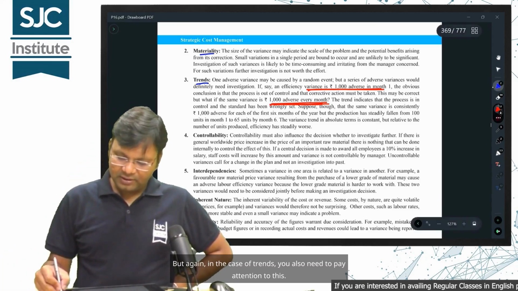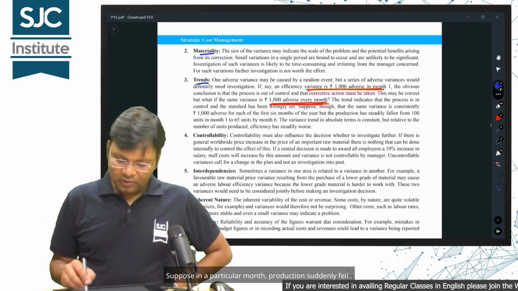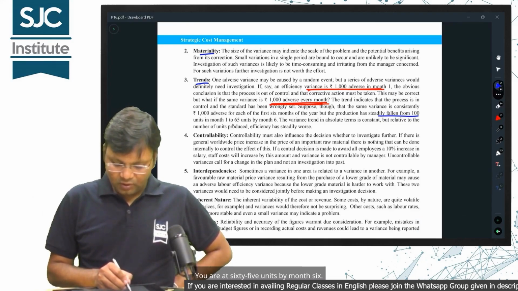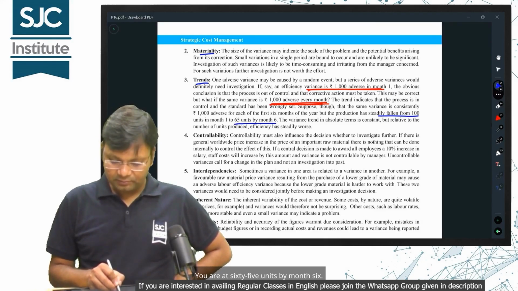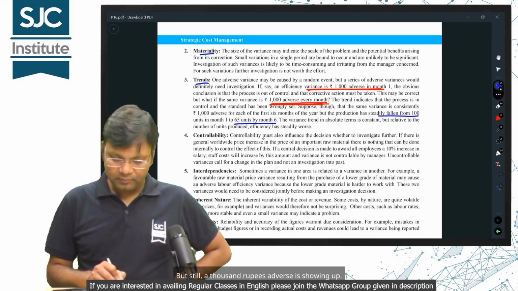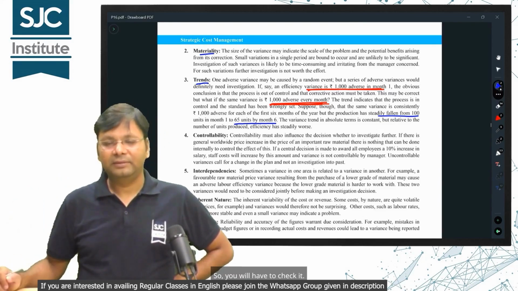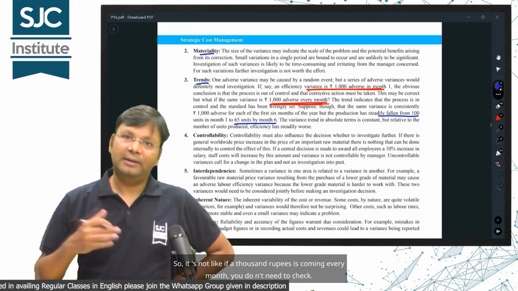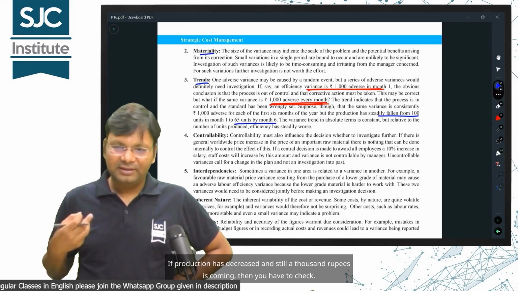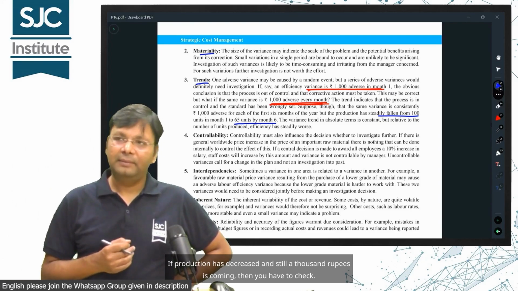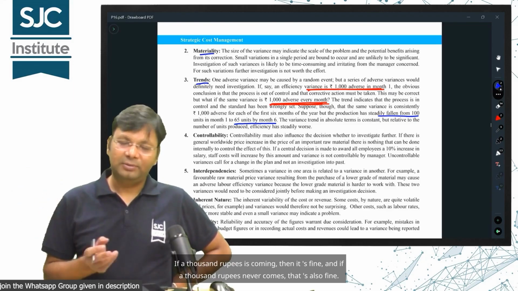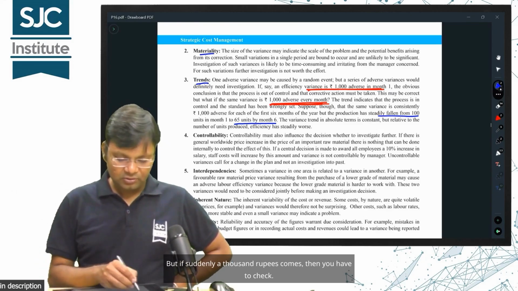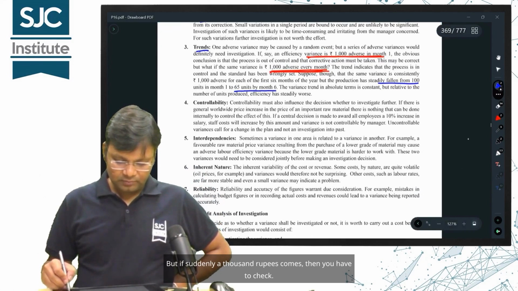But again, in the case of trends, you also need to pay attention to this. Suppose in a particular month, production suddenly fell, from 100 units in a month to 65 units by month 6. But still 1000 rupees adverse is showing up. So you will have to check it. It's not that if 1000 rupees is coming every month, you don't need to check. If production has decreased and still 1000 rupees is coming, then you have to check. If everything is going on normally and 1000 rupees is coming, then it's fine, and if 1000 rupees never comes, that's also fine, but if suddenly 1000 rupees comes, then you have to check. So, this is what trend means.